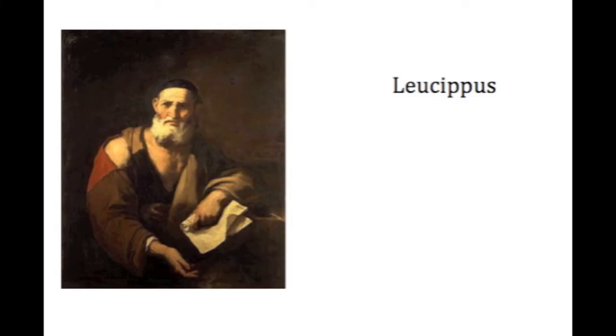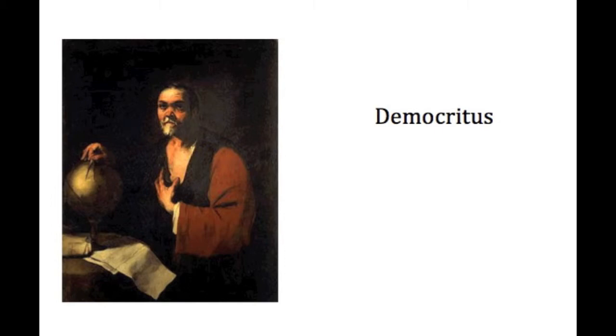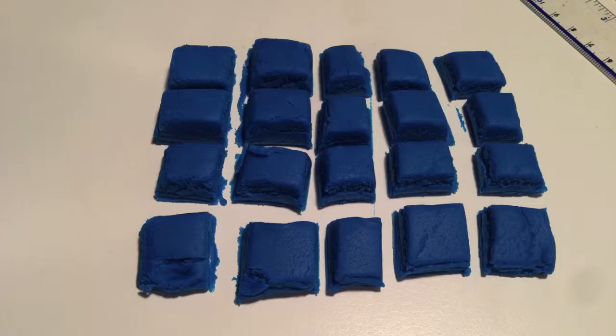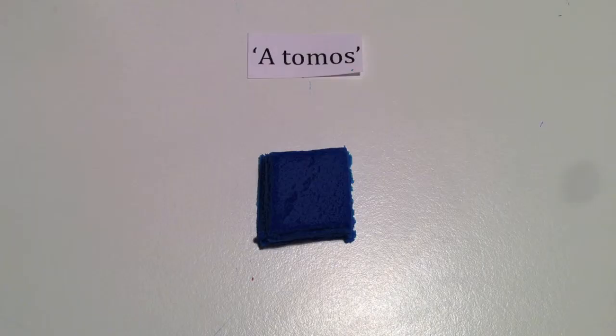But how did we come to this concept of the atom? Let's start with Leucippus and Democritus's theory, which stated that material could be broken down into smaller pieces and that everything we saw was made up of these smaller pieces. They called these pieces atomos, meaning uncuttable or indivisible.